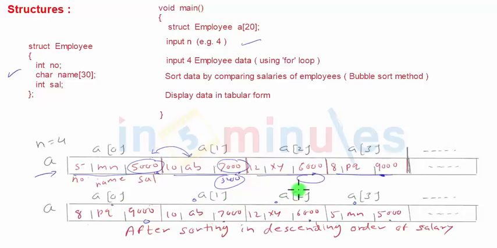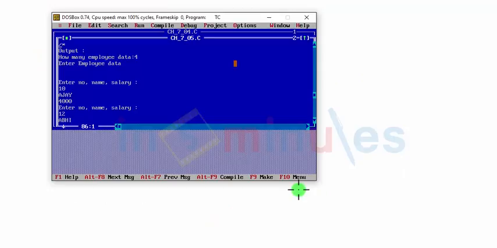So again, here we'll be comparing a0.name and a1.name, a1.name with a2.name and so on. But while comparing these strings, we need to use the string compare method because we cannot compare strings by using less than, not equal to, that is, normal relational operators. Now let's see the complete program.